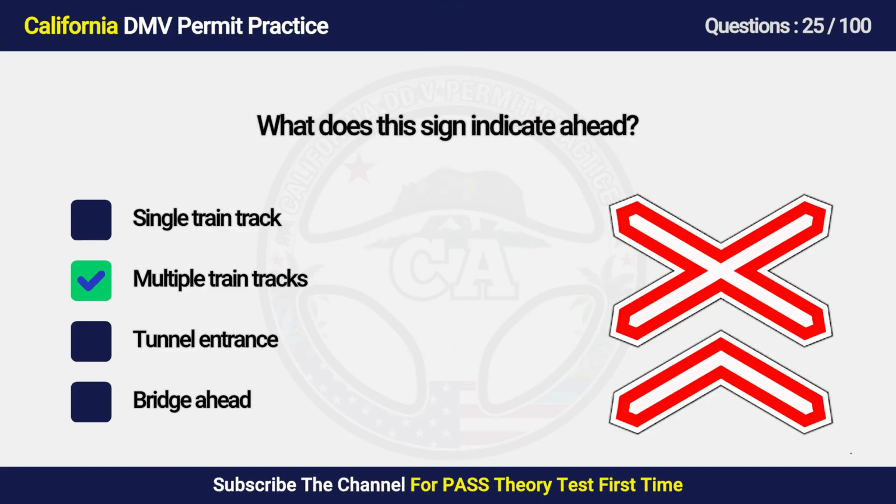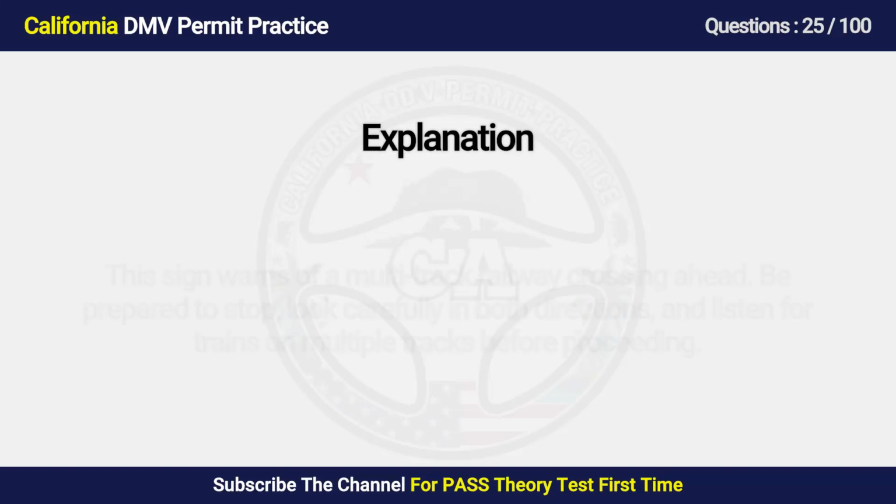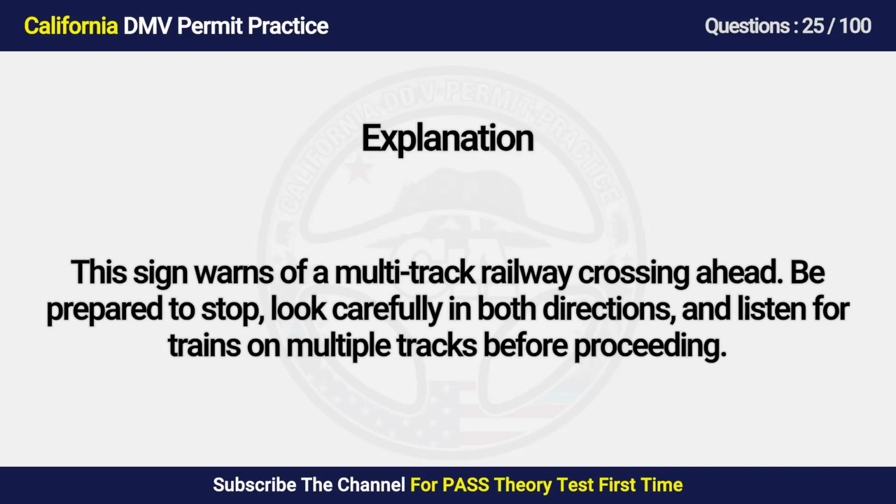Answer is B. Multiple train tracks. This sign warns of a railway crossing ahead. Be prepared to stop. Look carefully in both directions and listen for trains on multiple tracks before proceeding.